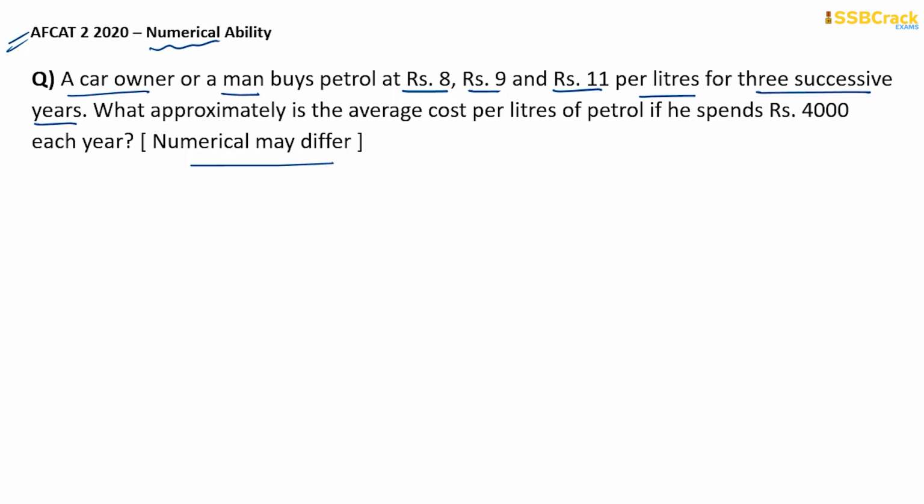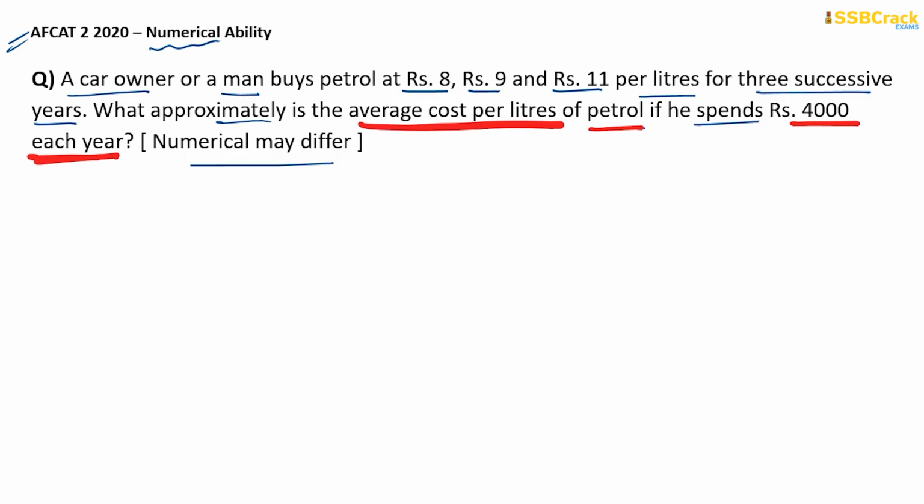Okay, so the person was buying petrol at 8 rupees per liter, 9 rupees per liter and 11 rupees per liter for 3 successive years. So what approximately is the average cost per liter of the petrol if he spends rupees 4,000 each year? So this was the question format: what is the average cost per liter of petrol if he is spending rupees 4,000 each year.